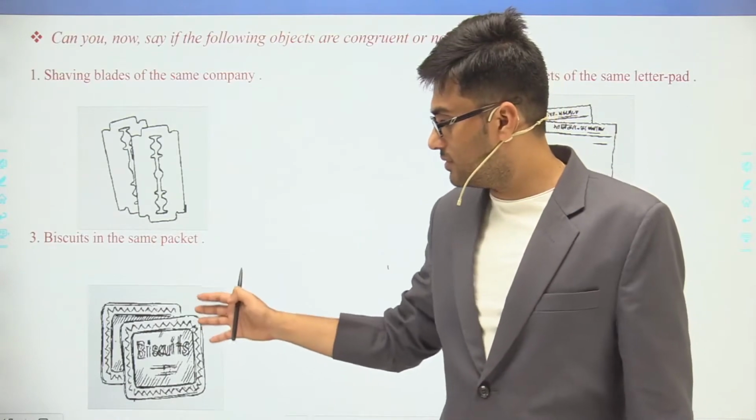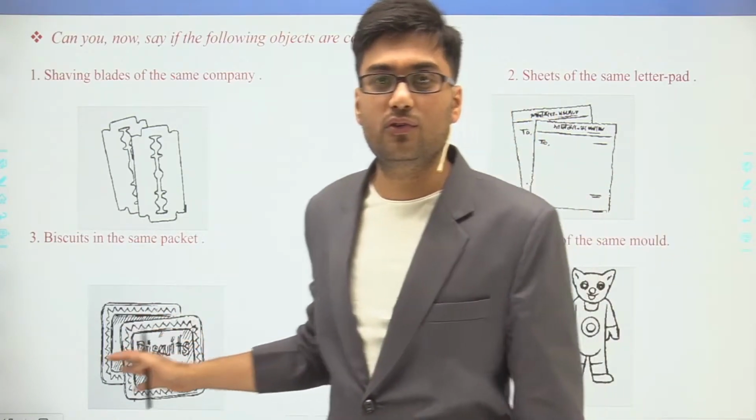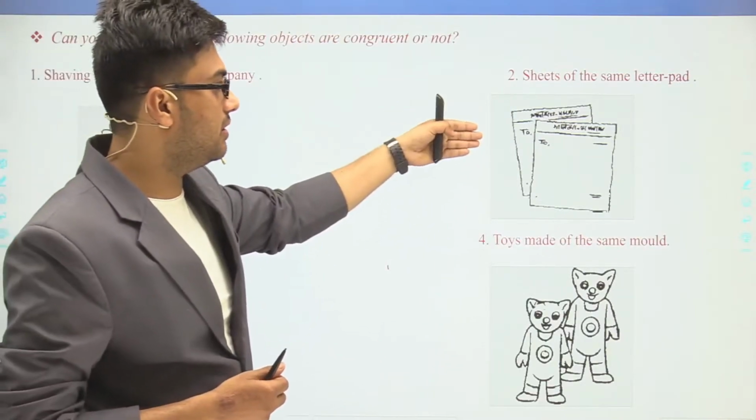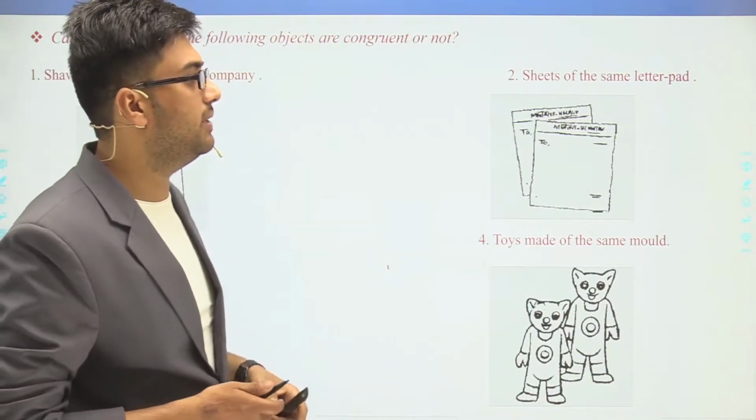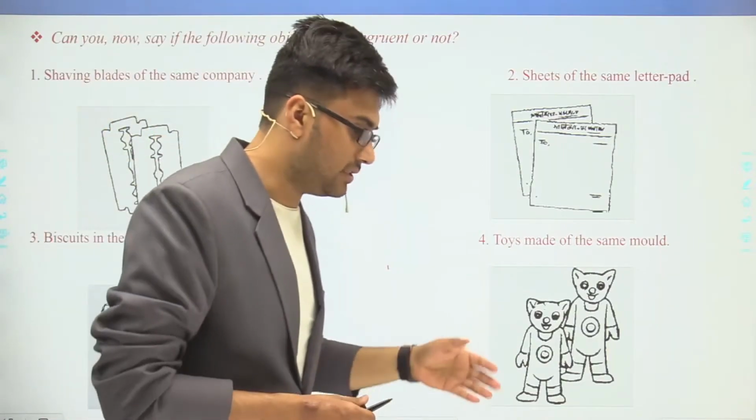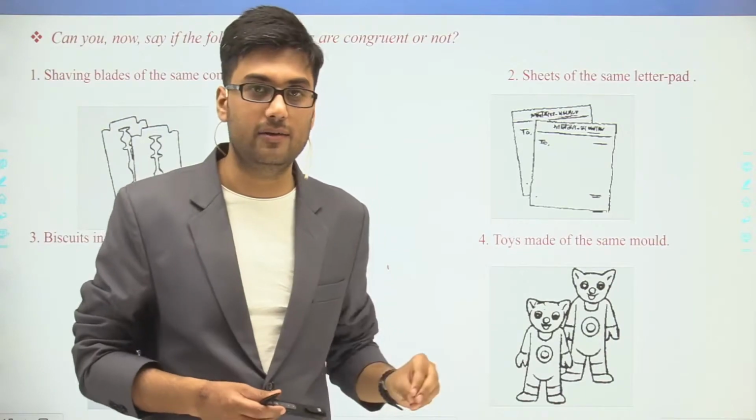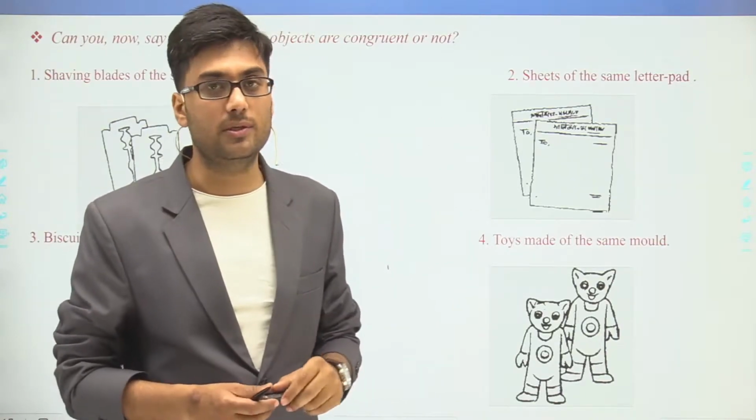So these are the biscuits of the same packet, these two are congruent to each other. And here, students, this is the picture of sheets of the same letter pad. Every two sheets of the same letter pad are congruent because they overlap each other.